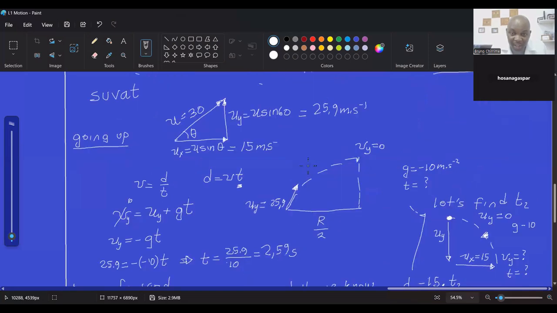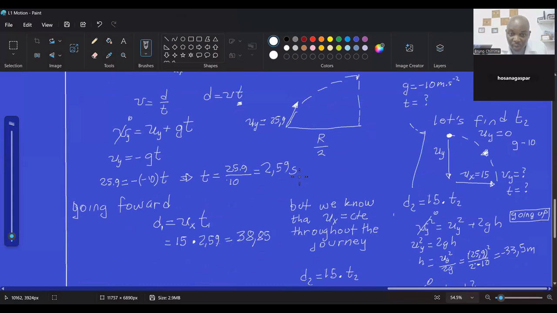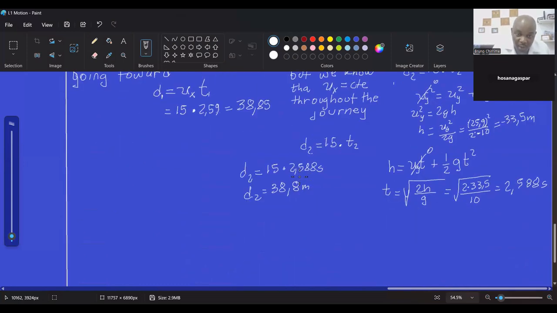So how do we find the complete range? We add them up. We can just say D1 plus D2. So we will come up with 38.8 plus 38.8, so that is like twice. So what do you get? What's the answer? 77.6. Basically 78 meters.